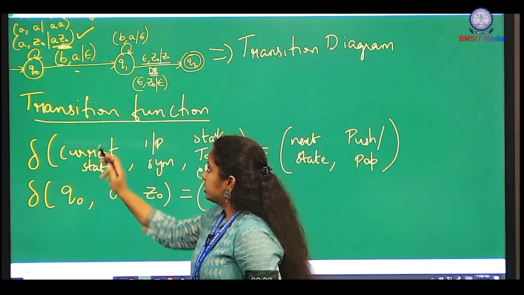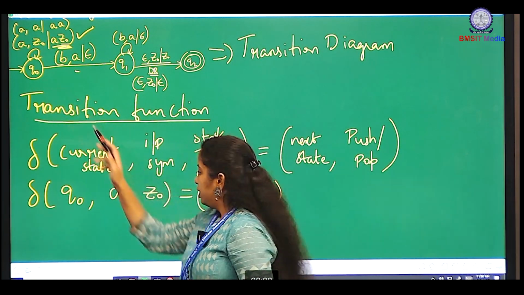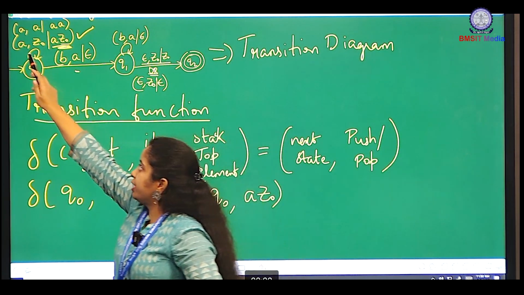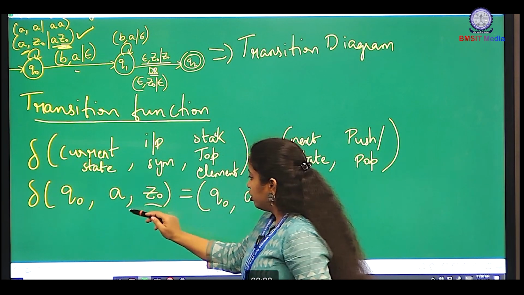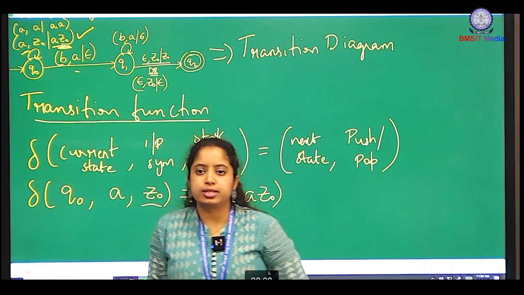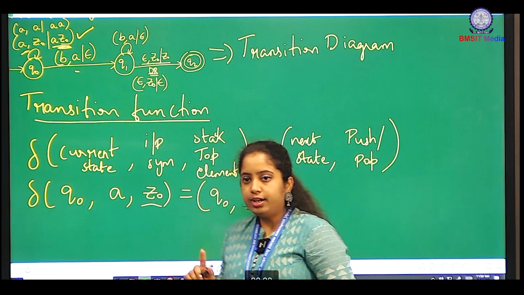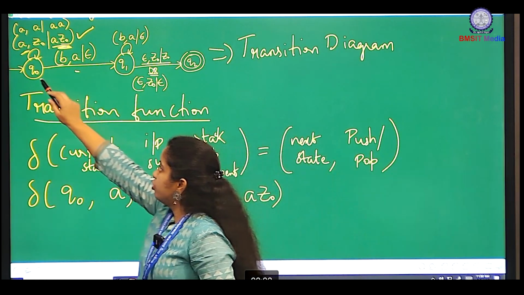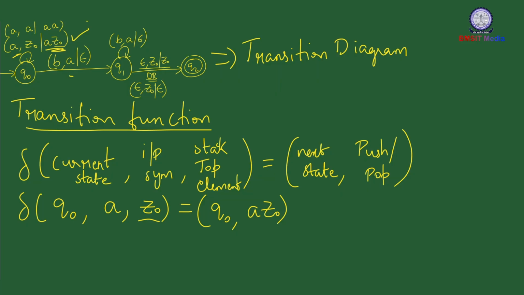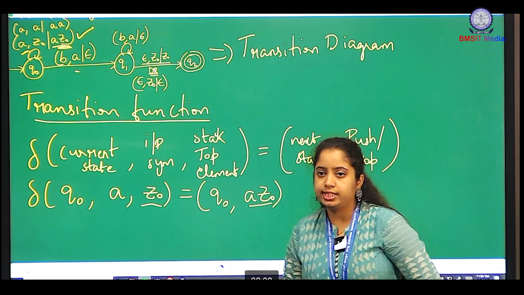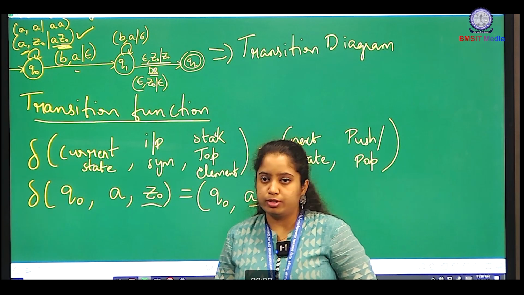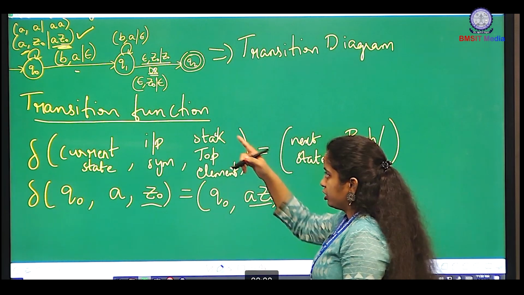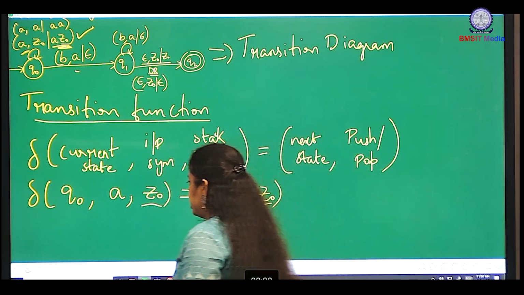Q naught is the current state you are in, A is the input symbol you are reading, and Z naught is the stack symbol that is present in the stack. And where do you go? There is a self loop here, so you stay in Q naught and A Z naught is the push operation you perform. So, we will write the transition function for other transitions as well.